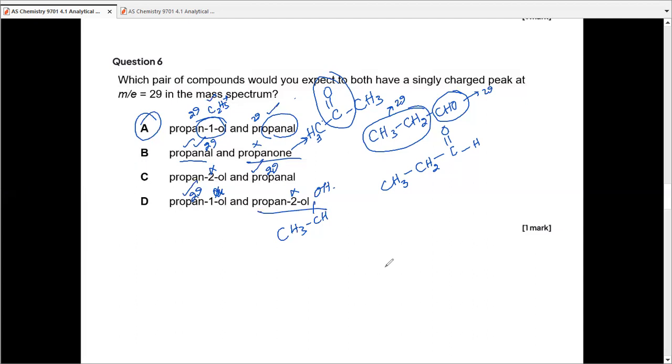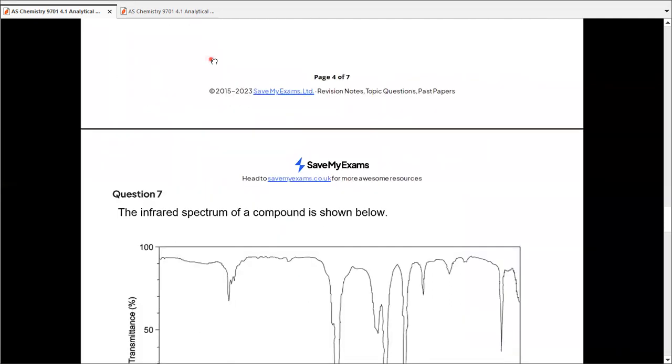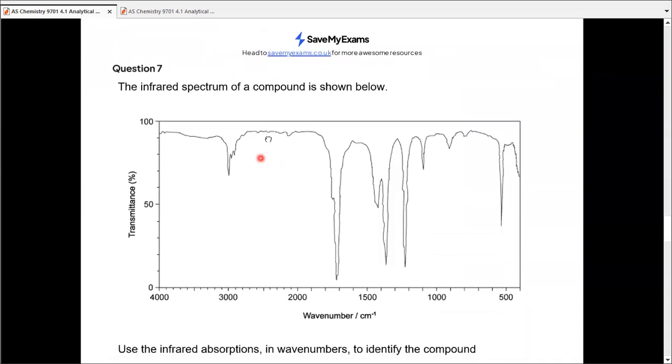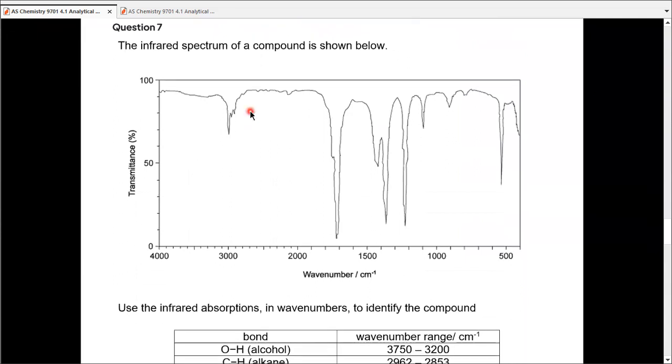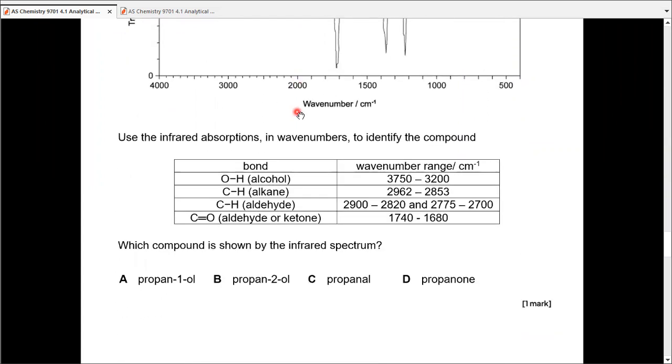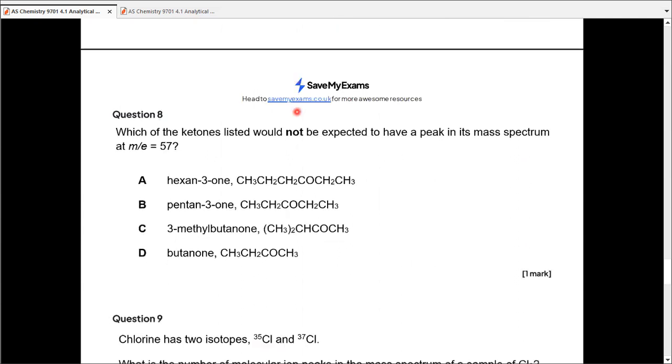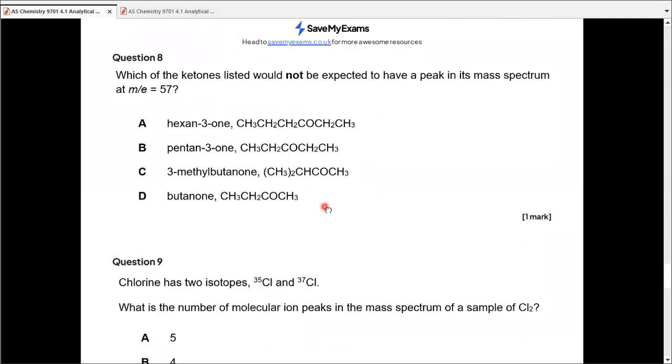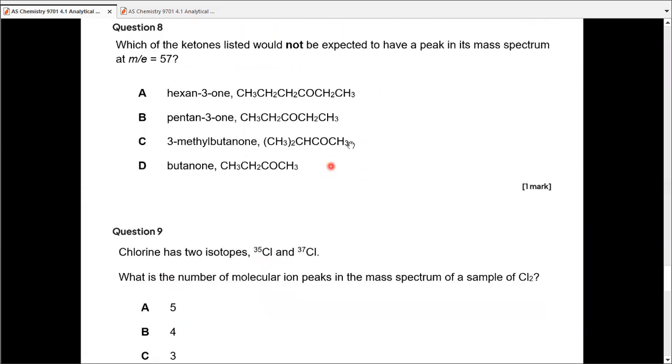Does it? Yes, sir. Good. Moving on. Let's see question number 7. Definitely not mass spectrometry. If you'd like to do the question, we can stay. Otherwise, I can skip this and get to mass spectrometry. Let's just do mass spectrometry. Okay. Then we have question number 8 for mass spectrometry.